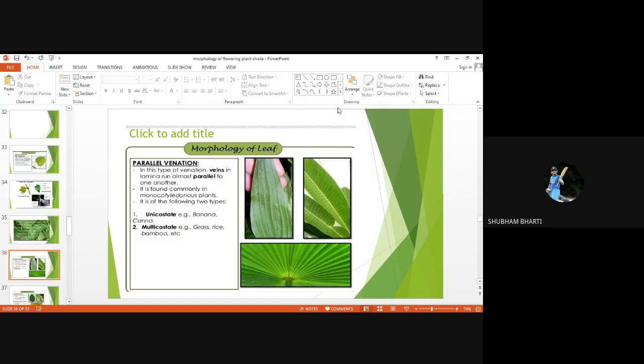In parallel venation, the veins in the lamina run almost parallel to one another, and it is found commonly in monocot plants like banana, grasses, rice, and bamboo. If we look at the leaves of such plants, for example banana and grasses, how are the veins? They are parallel to each other; they run parallel.